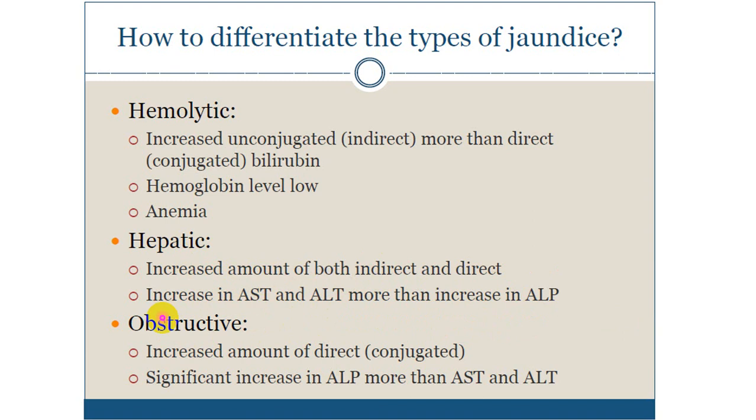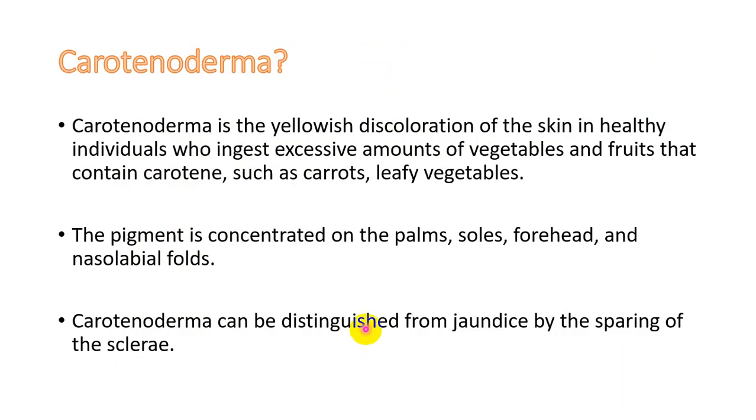Finally, the obstructive type, which has elevated bilirubin level mainly conjugated, and there is significant elevation in alkaline phosphatase that is disproportionate to the elevation in AST and ALT. Before we end the approach to a patient with jaundice, is there any differential diagnosis to the yellowish discoloration of the skin? Yes, there is a certain benign condition, we call it carotenoderma.